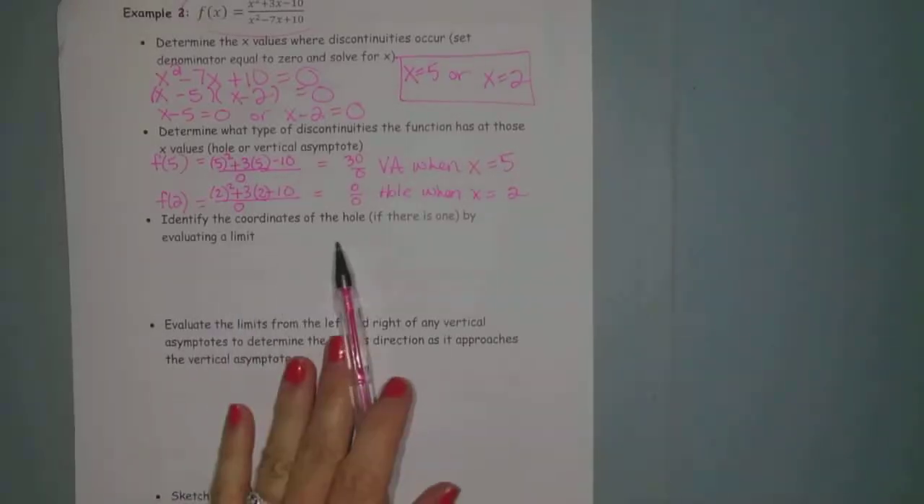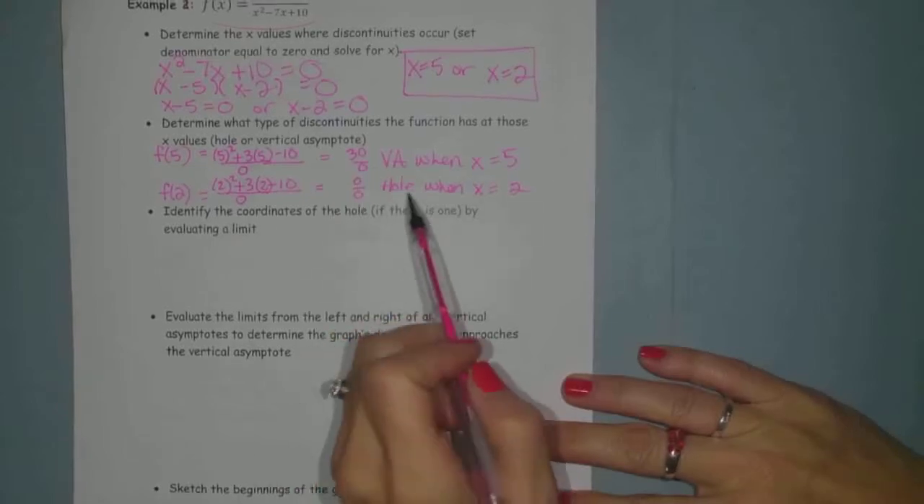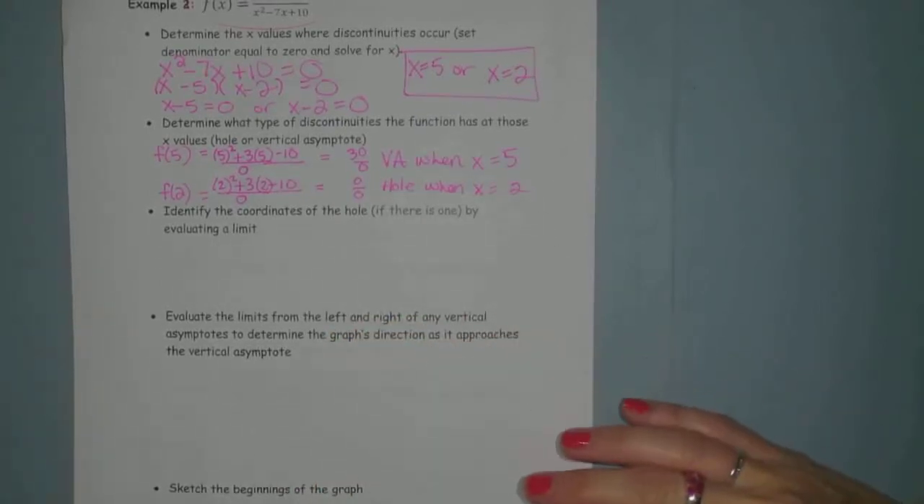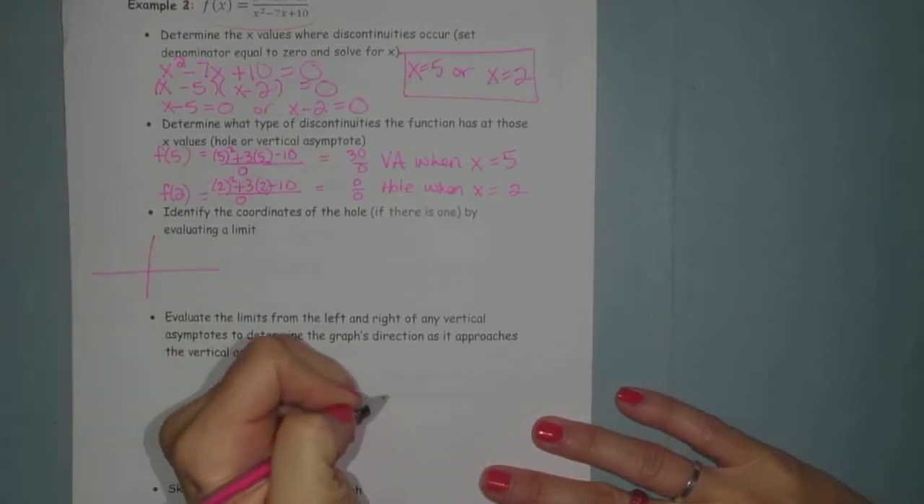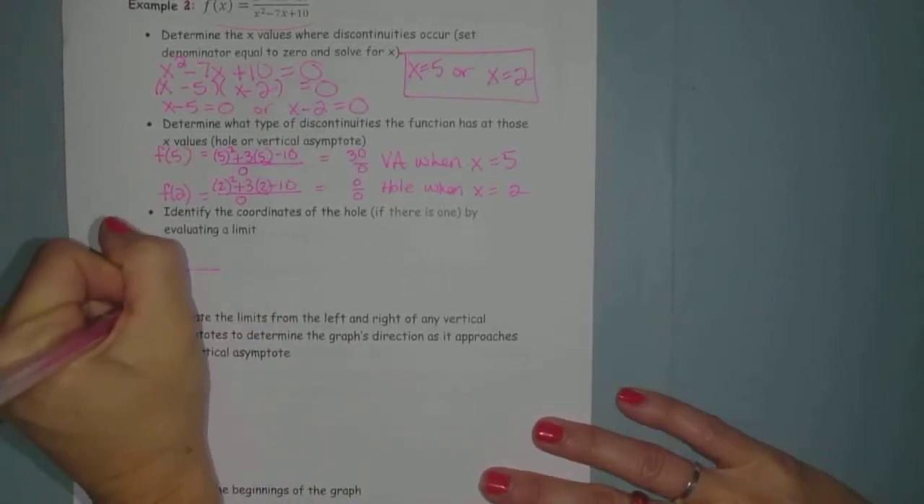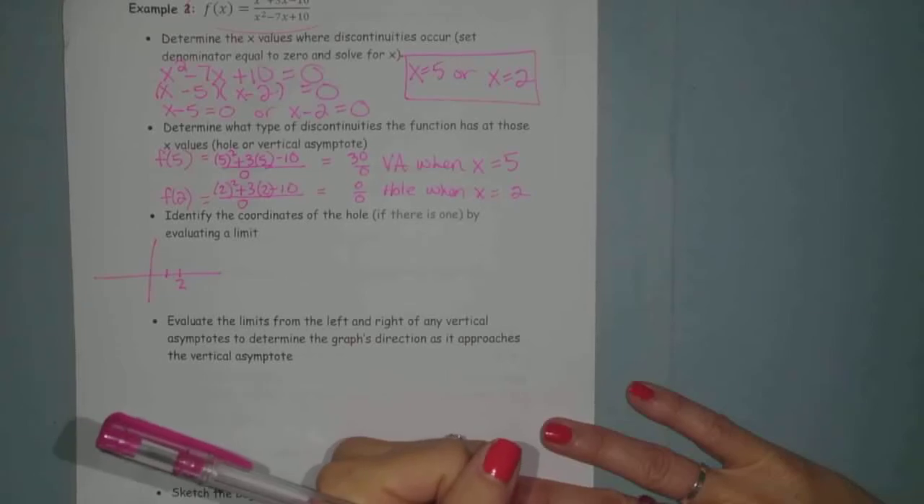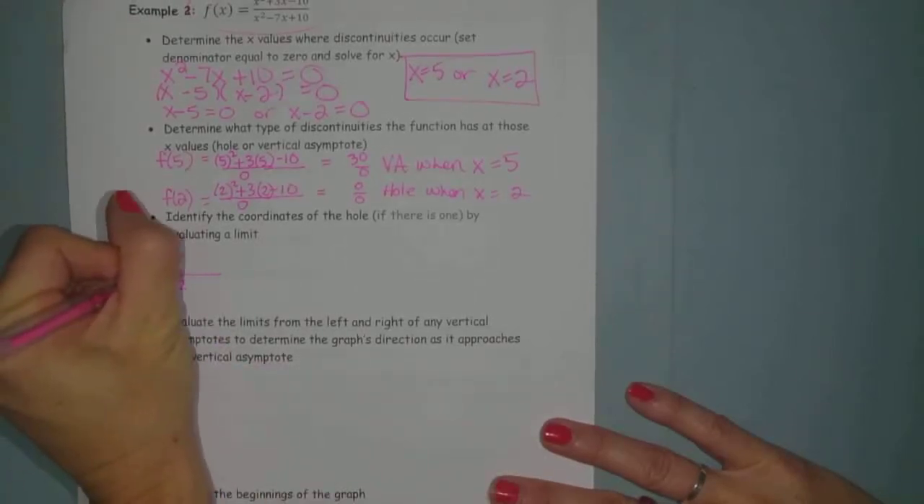Okay. We do have a hole. The hole is when x is 2. Now here's the idea, guys. So what you're going to do is, think about a graph. Let's go to x equals 2. If I have a hole at x equals 2, maybe the graph looks like this.